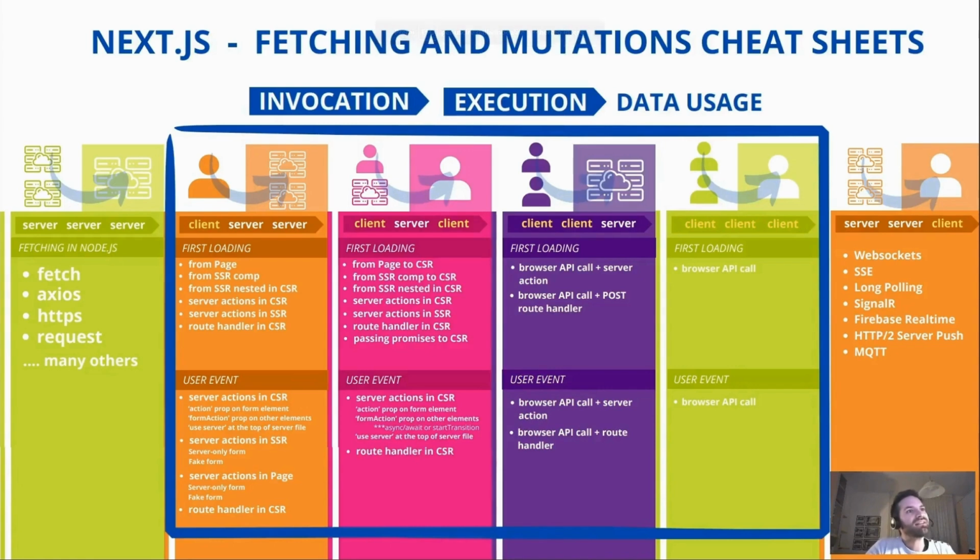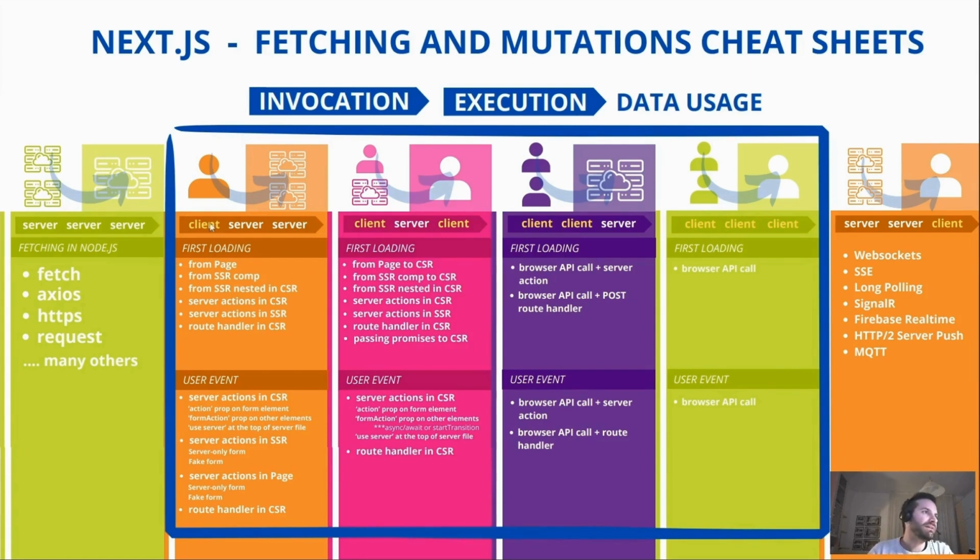So let's start our trip discovering all the fetching and mutation patterns that we see in these cheat sheets. Actually, we will start with the client server. We're going to create some patterns for the first loading and then the user event. Anyway, during the tutorial, you will see on the top left of the page a label that indicates in which part of the cheat sheet we are developing.